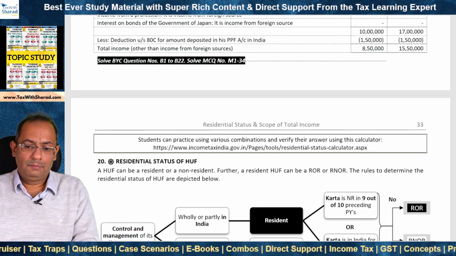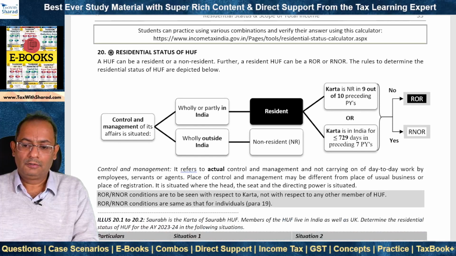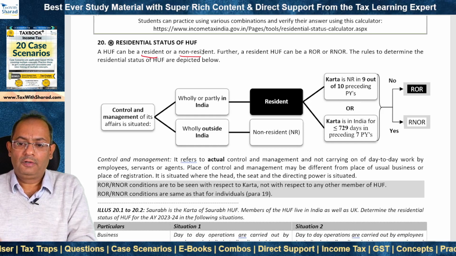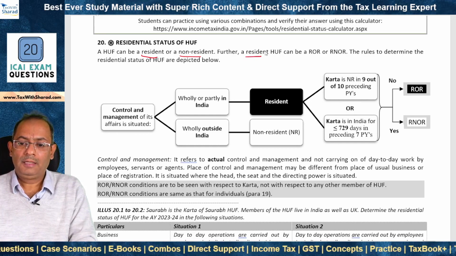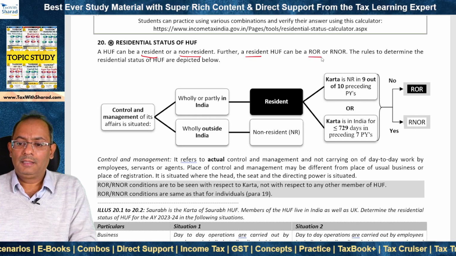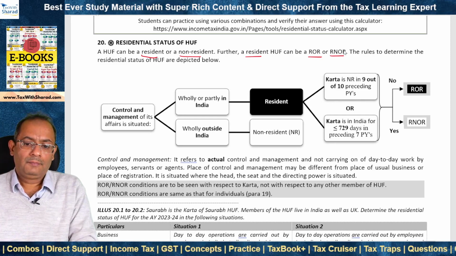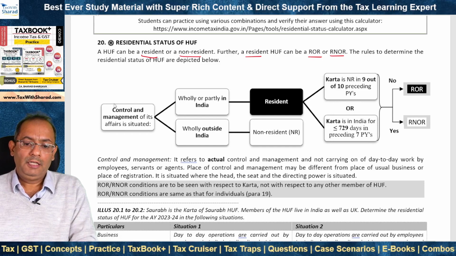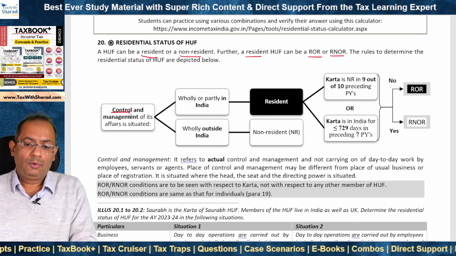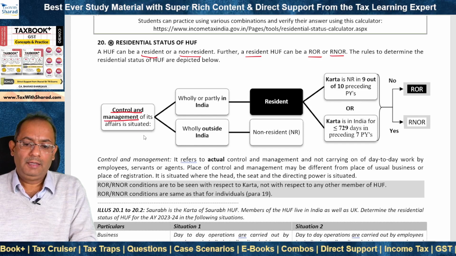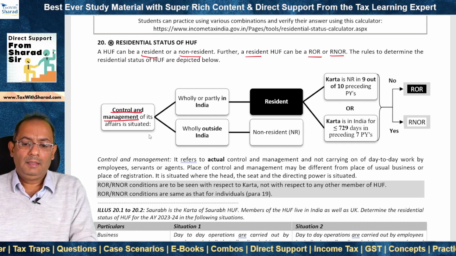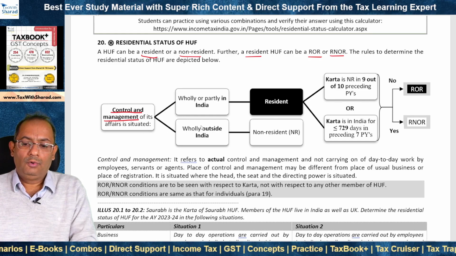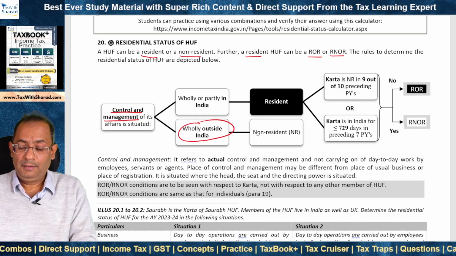And now we will move to determine the residential status of a HUF. So an HUF can be a resident or a non-resident, and further, if the HUF is a resident, then it can be classified as a ROR or RNOR. Now, what is the rule to determine the residential status of an HUF? It needs to be seen whether the control and management of its affairs, where is it situated?